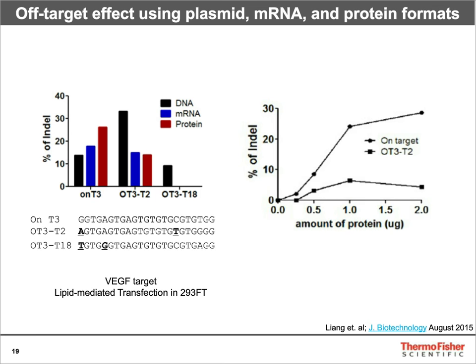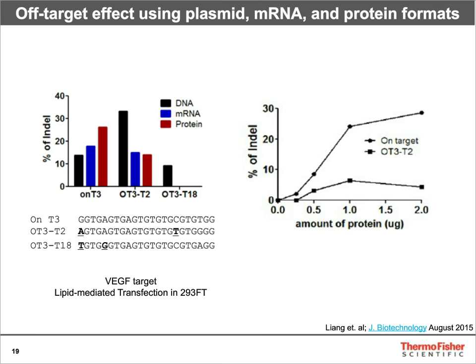If you look at the DNA, mRNA, and protein system, you will notice that for the off-target site T2, you have much more activity at that site with the DNA compared to the on-target site, whereas the mRNA and protein have much lesser activity at this particular site compared to the on-target. In case of the off-target T18 with DNA, we still saw high levels of cleavage efficiency, very similar to the on-target site, whereas we did not see any detectable activity with either the Cas9 mRNA or protein format.